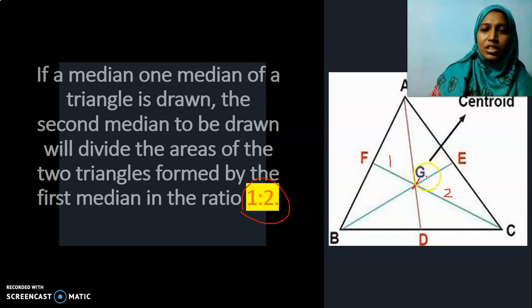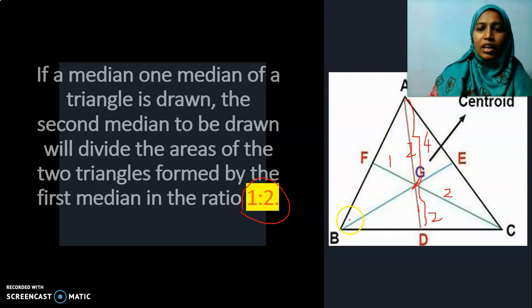Is it clear? So the centroid G divides that median in the ratio 2:1. What does 2:1 mean? If GD is 2 centimeter, then this will be 4 centimeter, double that. You may get problems based on this. If I give you BG equal to 8 centimeter, what will be GE? It will be half of it, because this is 2:1. The bigger one will be double and this one will be half. So this will be 4 centimeter.